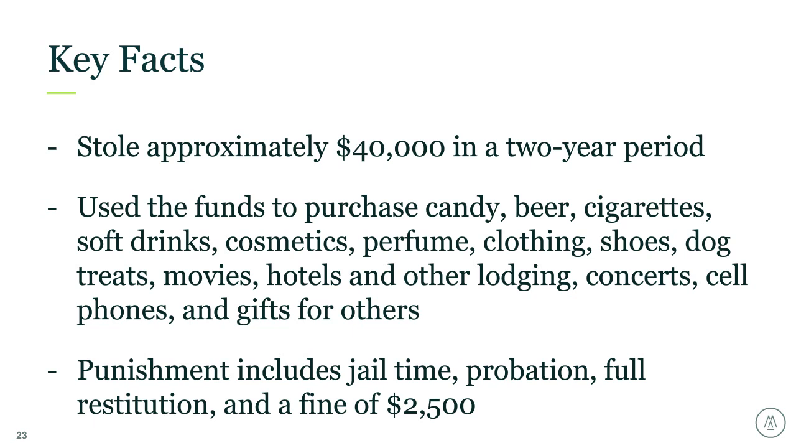The money wasn't used to satisfy an addiction problem, a gambling problem. She didn't have anyone that was going through any expensive medical treatments or divorce or financial issues. She really just used the money as fun money. So she bought candy and beer and cigarettes and perfume and all the things that are listed on this slide. It was essentially extra disposable income.